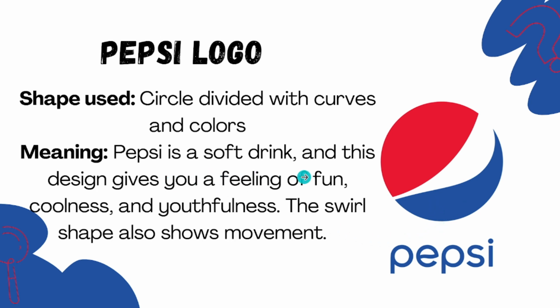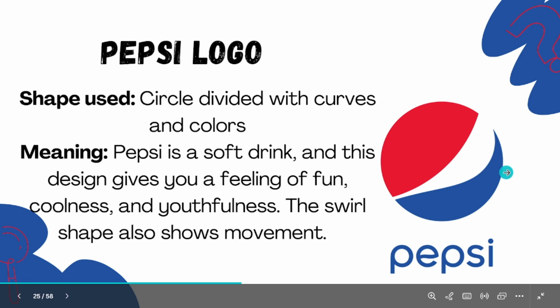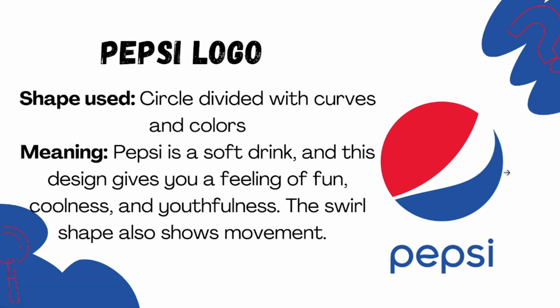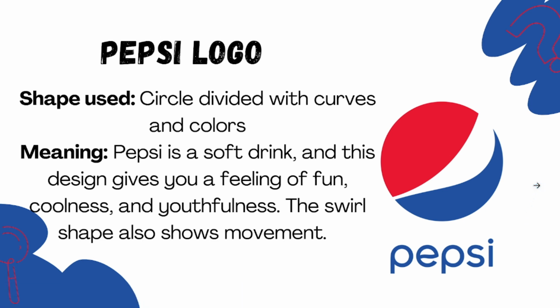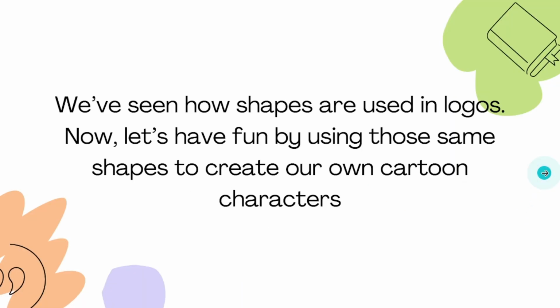So Pepsi is a soft drink, like we all know, and this design gives you a feeling of fun, coolness, and youthfulness, right? If you look at this shape now, the colors they use are fun and attractive, right? And they also use a circle shape to show togetherness and connectivity in their logo.